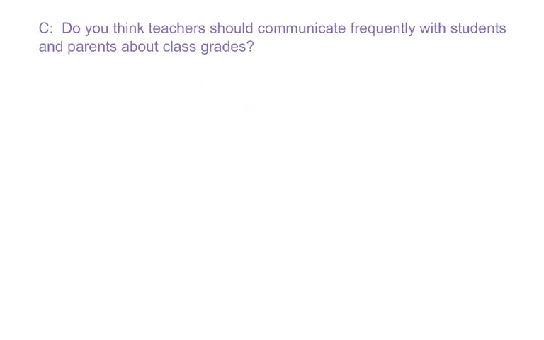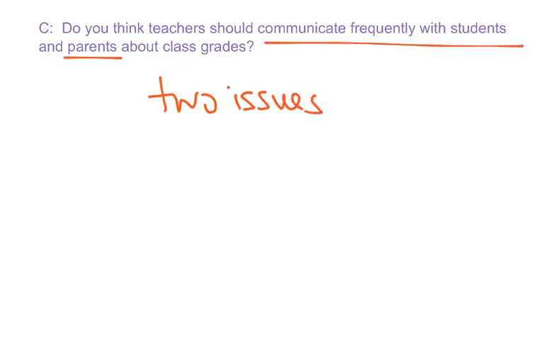In C, do you think teachers should communicate frequently with students and parents about class grades? Well, there is a bias because the question asks about two issues, and those two issues are teachers communicating with students and teachers communicating with parents. These would need to be two separate questions. So I'm going to write here two issues. And again, those two issues are the communication with the students and the communication with the parents. Because maybe a student wants to be communicated with about their grades and not necessarily have their parents know right away when it's something that they can easily fix.